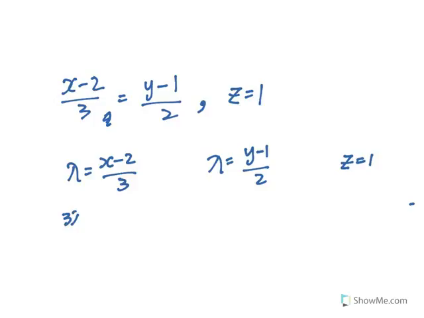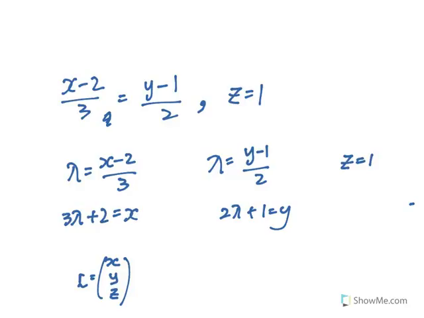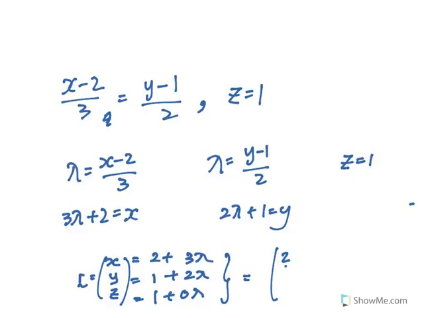So here, 3 lambda plus 2 equals x. I quickly do the manipulation. Here, 2 lambda plus 1 equals y. z equals 1. So x, y, z is like our r. x equals 2 plus 3 lambda, y equals 1 plus 2 lambda, z equals 1 plus 0 lambda. From here you can write out the vector equation: (2, 1, 1) plus lambda (3, 2, 0). Remember, lambda is a real number.